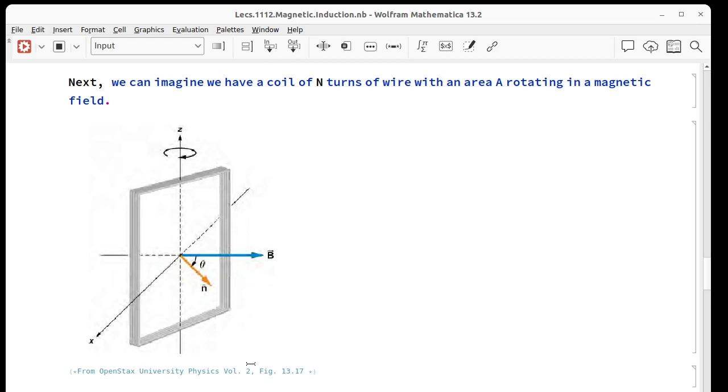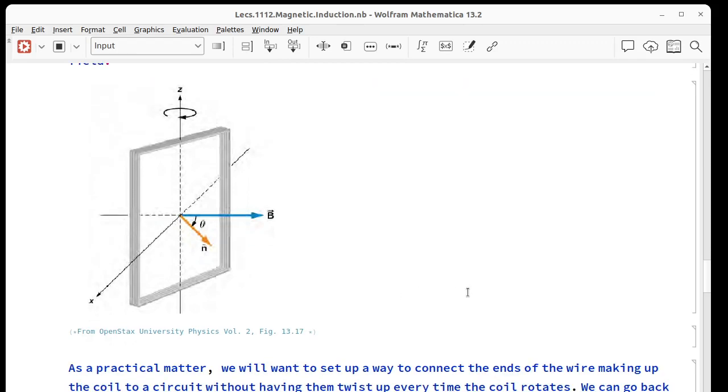To look more into this idea of a generator, let's say we have a coil of N turns of wire with an area A, and we rotate it in this magnetic field, pointing to the right in this case. Now, we need a way to set up the ends of the wire into a circuit without winding them up into a big twisted mess and destroying them.